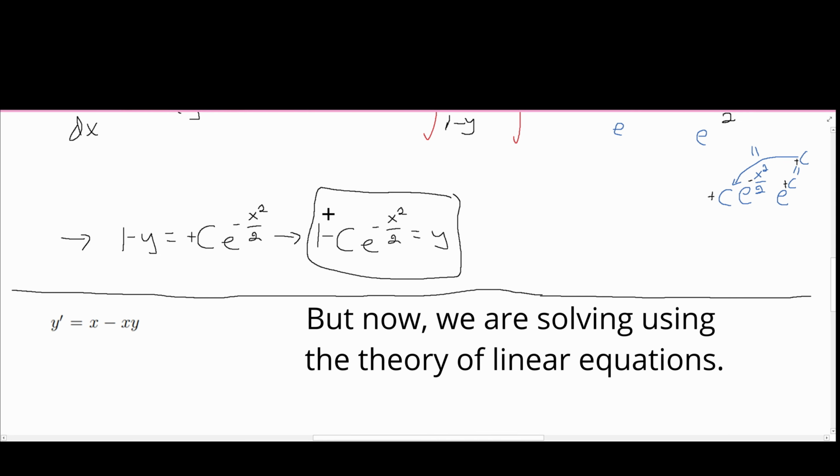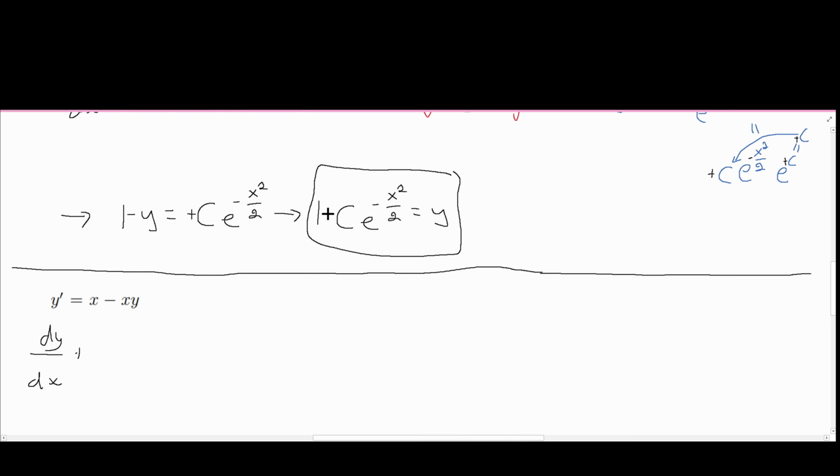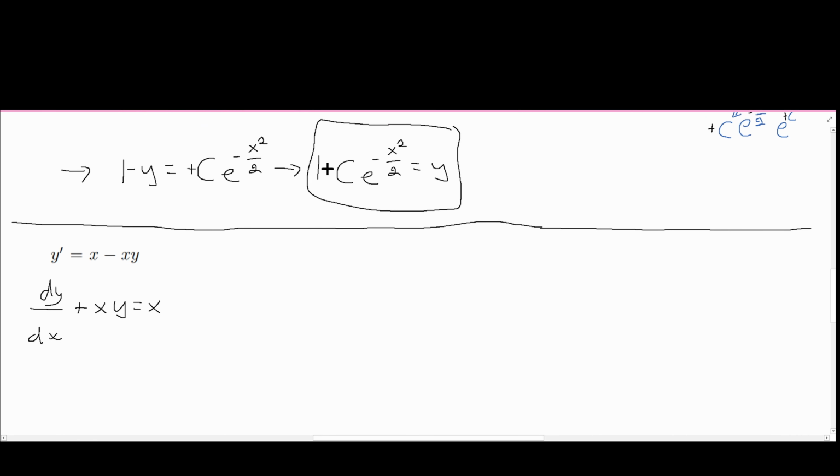So we're going to start with the same equation. We're going to still use the dy/dx. However, we are going to bring the xy onto this side and leave the x on the right side. So the xy is going to move to the left side, and the x is going to remain on the right side. For the theory of linear equations, we have a p and a q assigned to specific values.